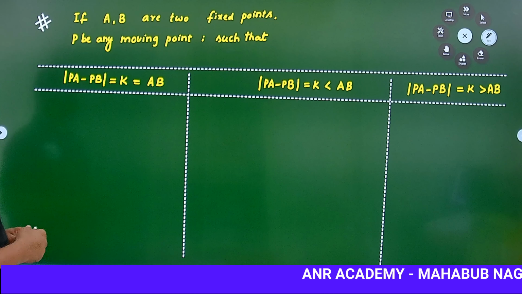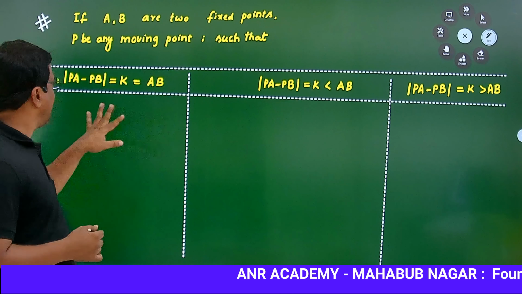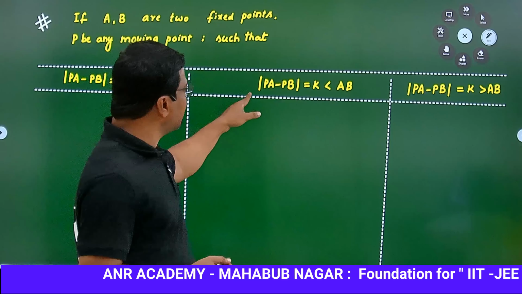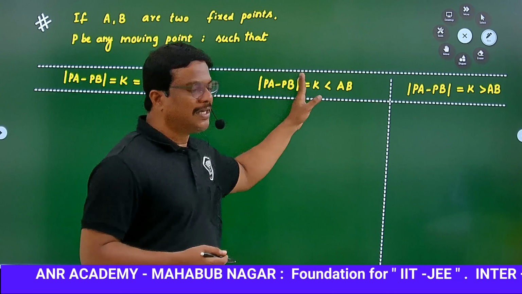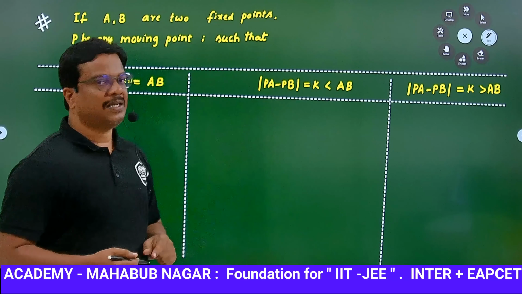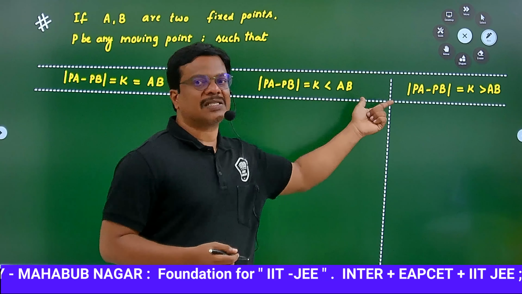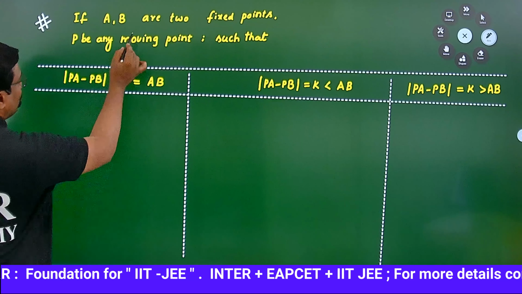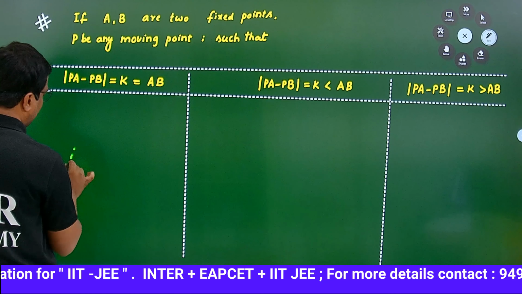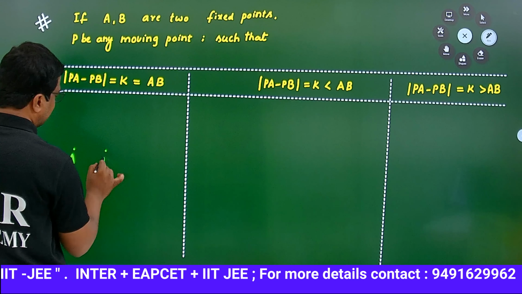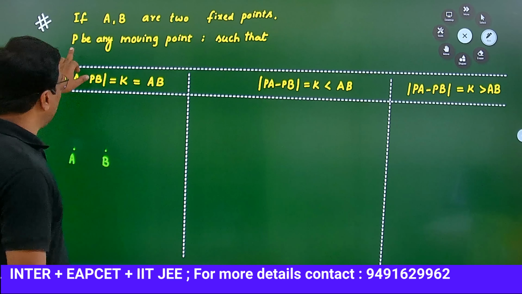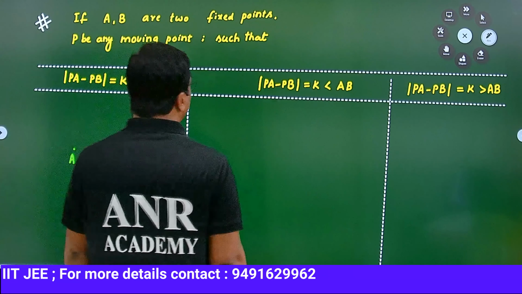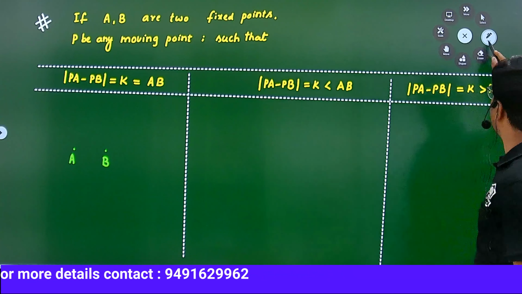A, B are two fixed points, P be any moving point such that mod PA minus PB equal to constant. First, that constant equal to AB. Second condition, PA minus PB constant and that is less than AB. Third one, modulus PA minus PB equal to constant, that is more than AB. See here, if I select two fixed points A and B on the plane, A and this is B, now you have to select a moving point P on the plane which satisfies this condition, PA minus PB should be AB.